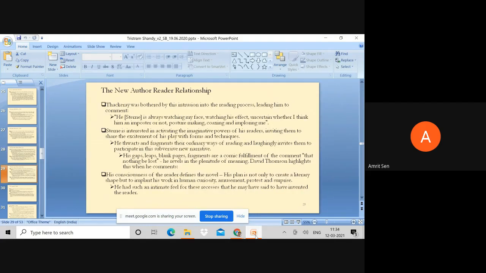And Thackeray, as you can see, was very bothered by this. Thackeray, being the Victorian novelist, says, "Sterne is always watching my face, watching his effect, and coaxing and imploring me." So the spotlight has turned away from the novel. It has turned to the novelist in the way in which he's constructing the plot artificially, and it's turning to you, the reader, whom he's laughing at for believing that this is real, right? And therefore, his gaps, his leaps, blank pages, fragments are a comic fulfillment of the comment that nothing is lost.